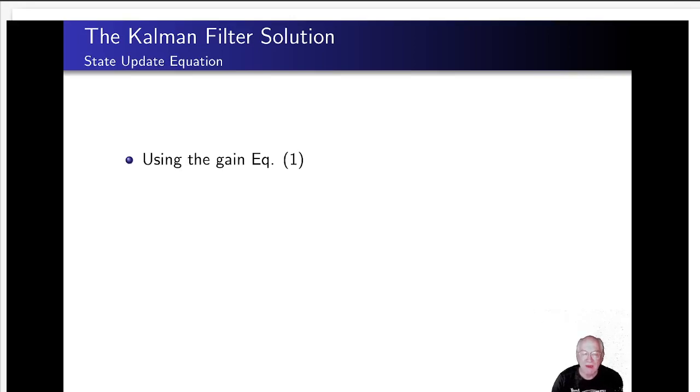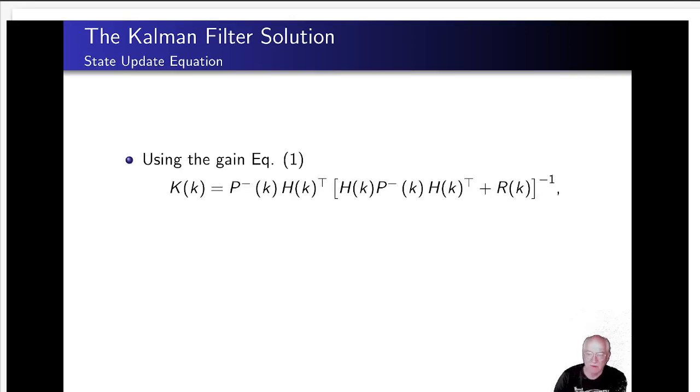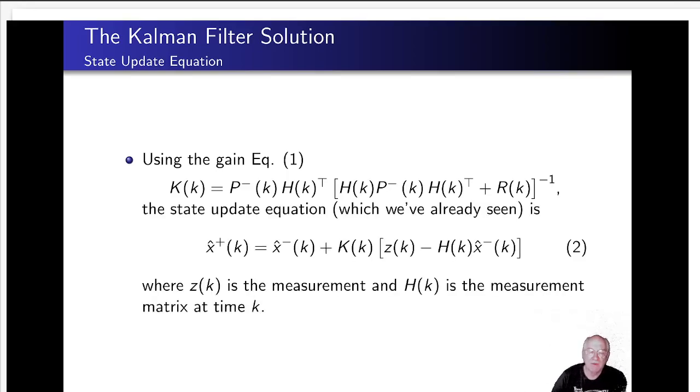So, using that gain equation, which here it is again, the state update equation, which we've already seen, is just written as x hat plus at time step k is equal to the previous predicted state x hat minus plus the Kalman gain times the measurement residual. So here, of course, z is the measurement and H is the measurement matrix. That's how K is used.